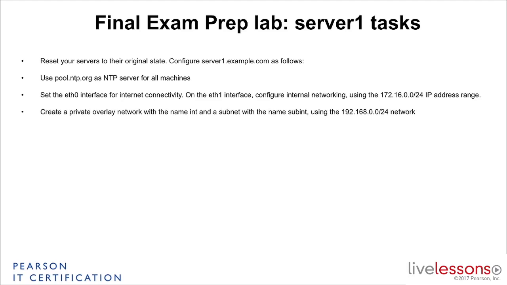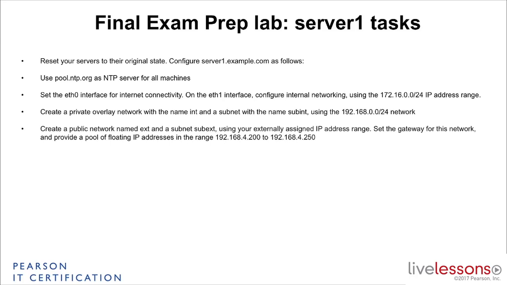using 192.168.0.0/24. And create a public network with the name ext and a subnet subext using your externally assigned IP address range. Set the gateway for this network and provide a pool of floating IP addresses in the range 192.168.4.200 to 192.168.4.250. For the networking type you need VXLAN.